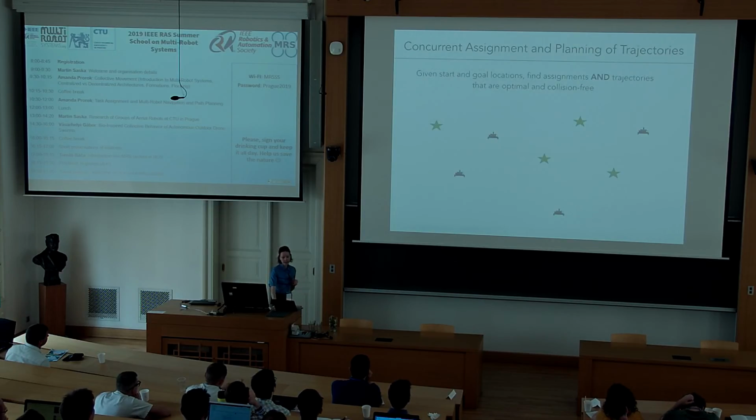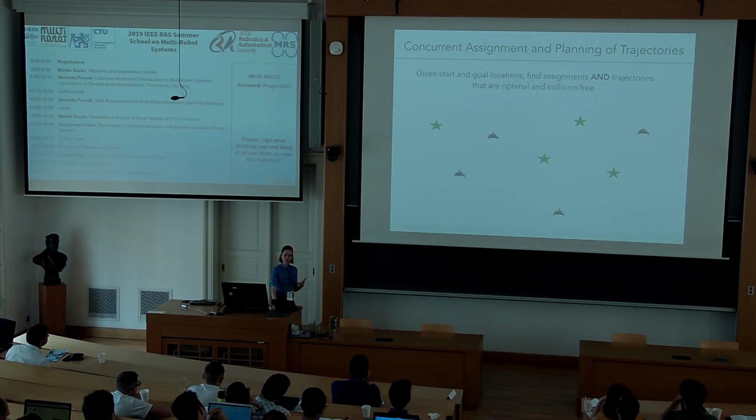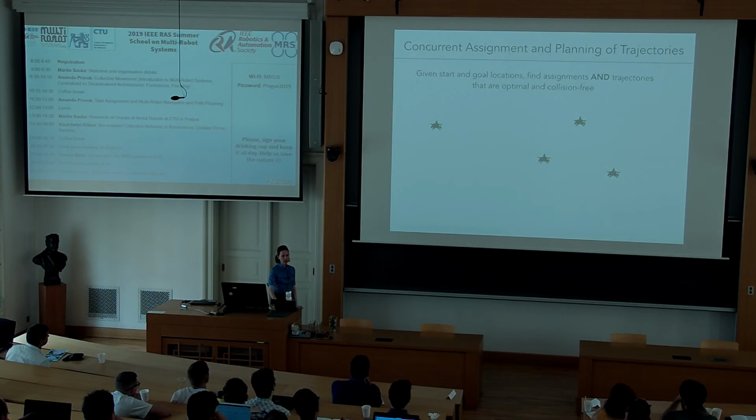So the problem is then, given that I have start and goal locations that are unlabeled, find the assignments and the trajectories, solving this simultaneously so that the trajectories that I then get are optimal with respect to an optimization objective and collision-free, okay? So by solving the concurrent assignment and trajectory planning problem, I get everything for free, essentially.